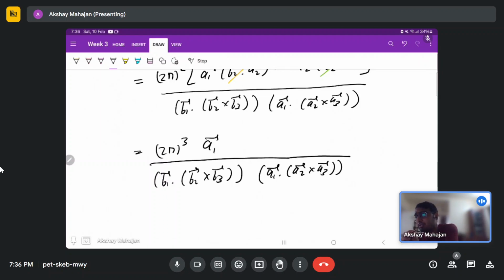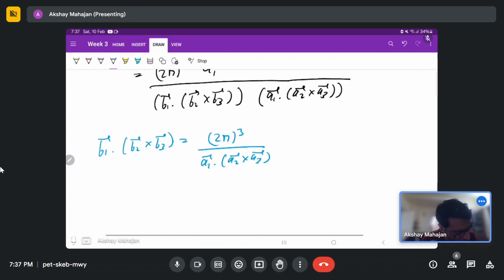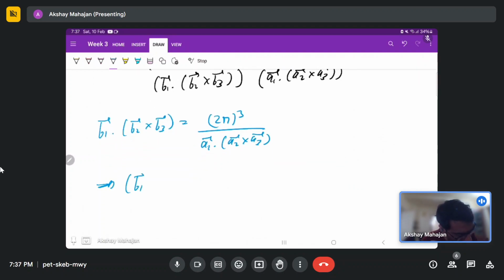So we just proved one relation in the previous problem, that b1 vector dot b2 vector cross b3 vector is basically 2 pi whole cube divided by e1 vector dot e2 vector cross e3 vector. That's why I can write e1 vector dot b2 vector cross b3 vector times e1 vector dot e2 vector cross e3 vector, that will be basically equal to 2 pi whole cube.